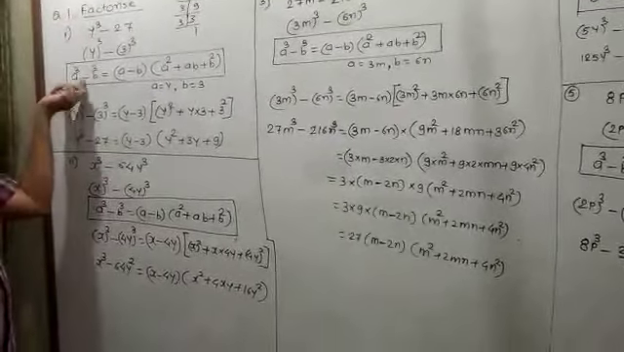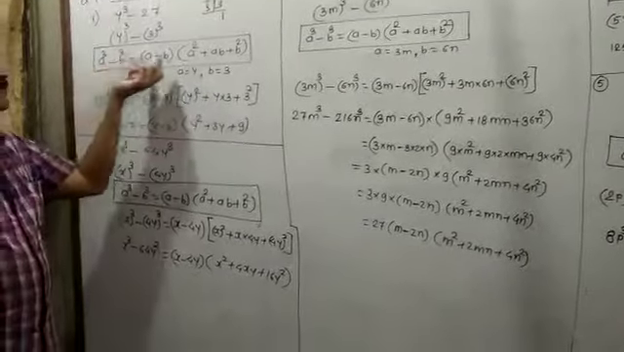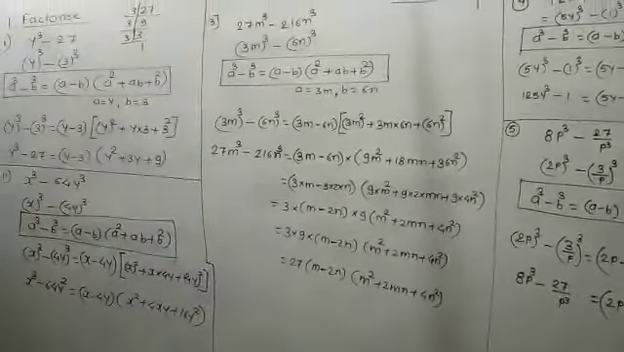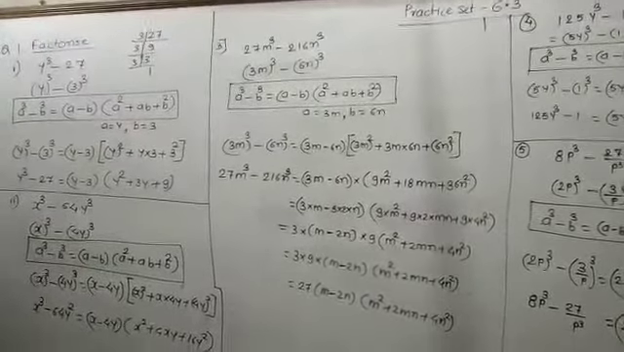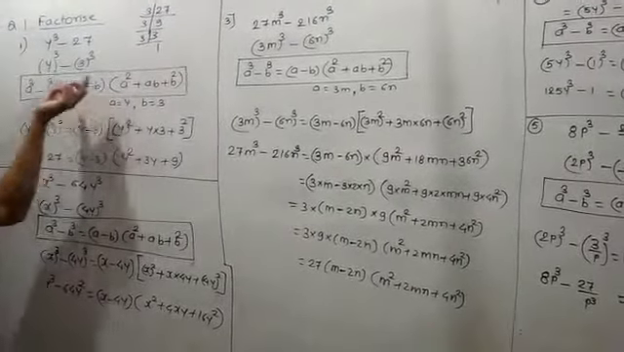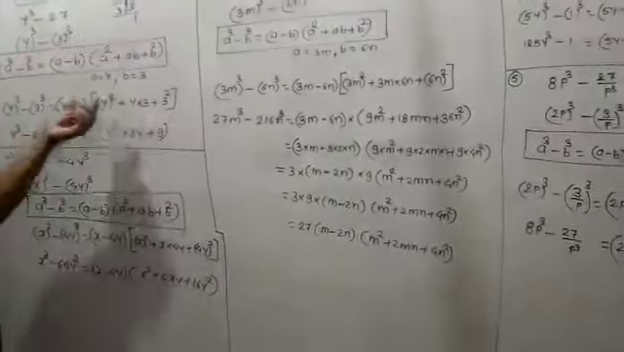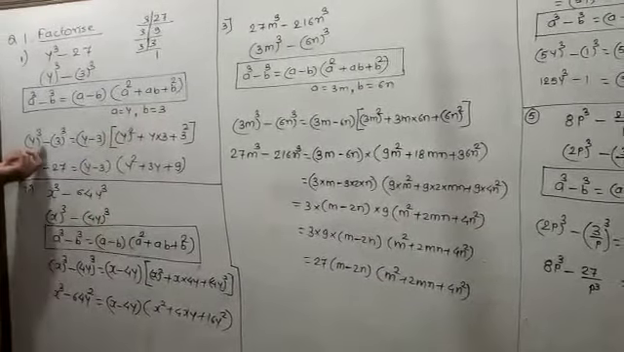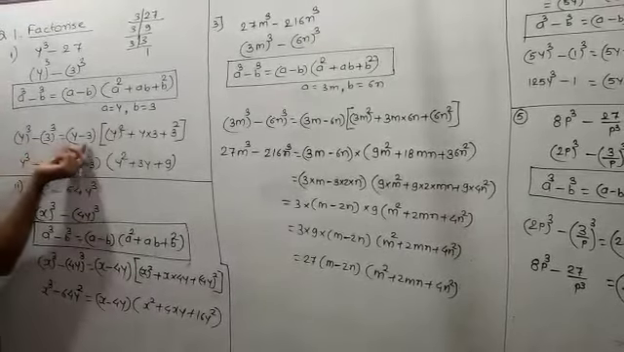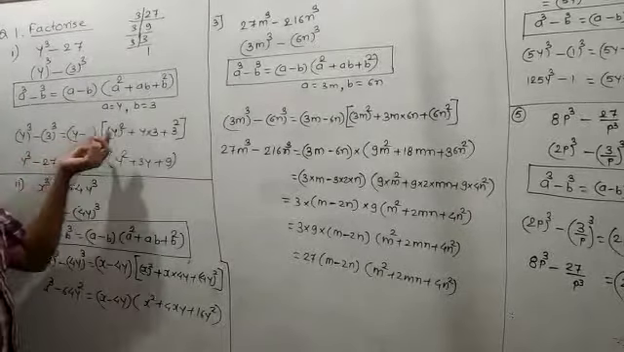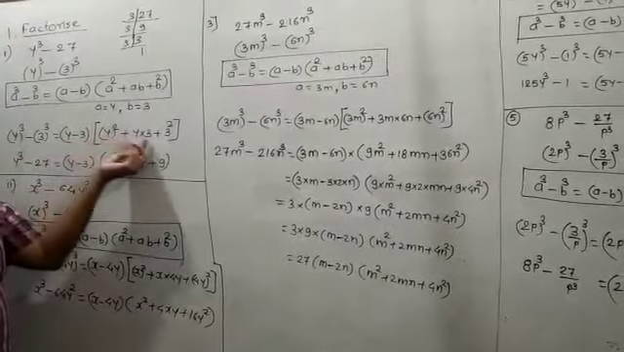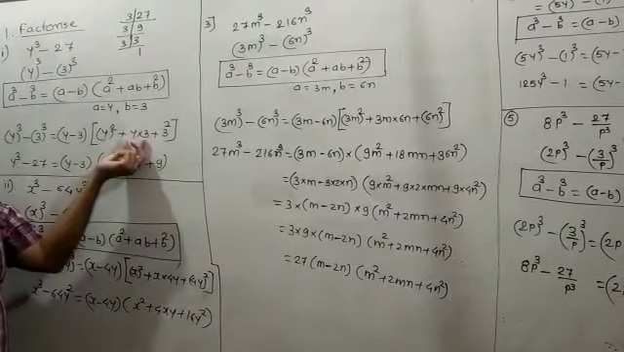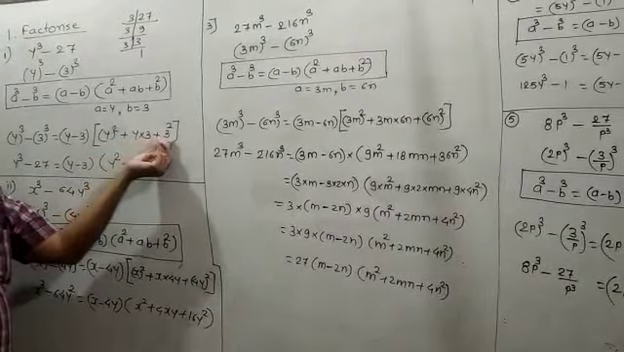Then you have to utilize the identity a cube minus b cube is equal to a minus b in one bracket, a square plus ab plus b square in another bracket. You have to put a is equal to y and b is equal to 3. In place of a you have to put y, in place of b you have to put 3. Then y cube minus 3 cube is equal to a minus b means y minus 3. A square means y square plus a into b means y into 3 plus b square means 3 square.